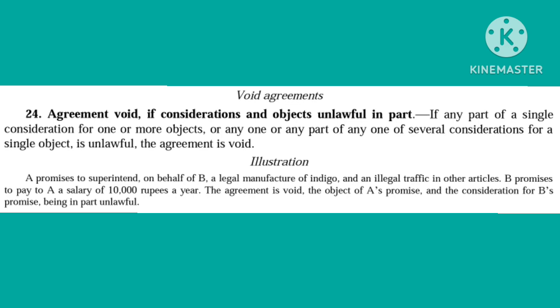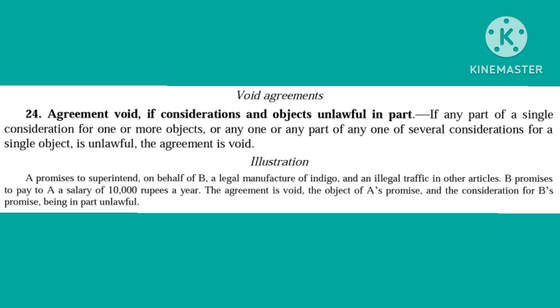So, we already know that if the consideration and object of any agreement is unlawful, the agreement becomes void. Now, as per section 24, even if a part of the consideration or object is unlawful, the whole agreement becomes void. It does not matter whether the whole consideration or the whole object is unlawful. Even if only a part of it is unlawful, the whole agreement becomes void.